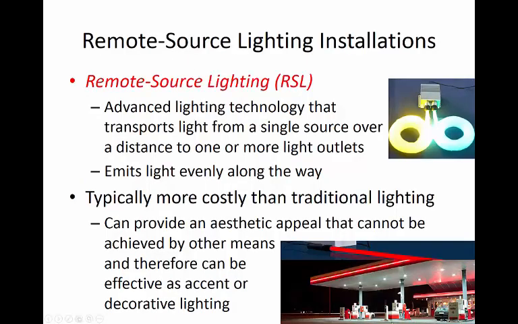Now, along with these, there's another type of lighting we hadn't really talked about, and this is referred to as remote source lighting installations. Remote source lighting, or RSL, most of us are probably familiar with. This is the idea of things like fiber optics. The idea is we have a light source, and then we have some type of medium, maybe a plastic tube or a glass tube, that we can transmit the light down to help provide light over a long distance further away from the actual light source. So you can see two examples here.